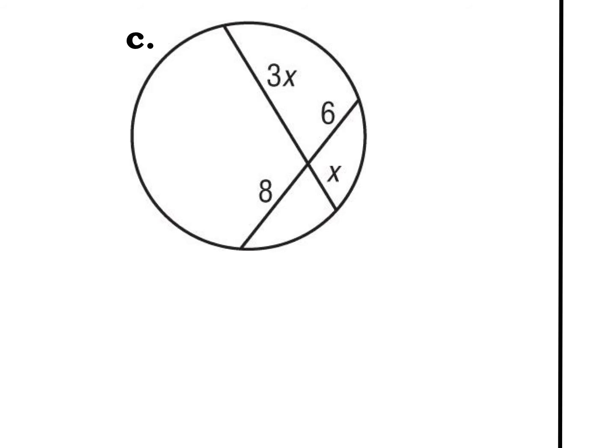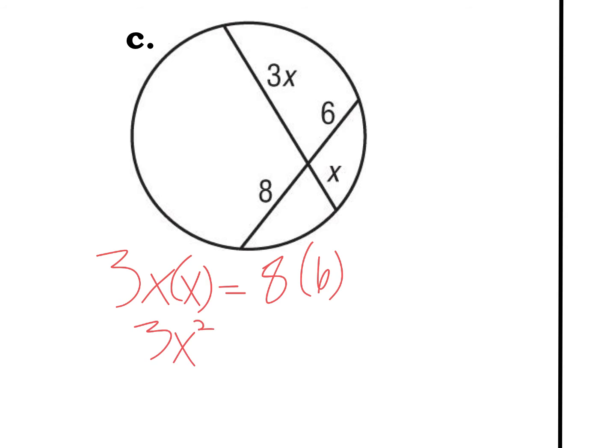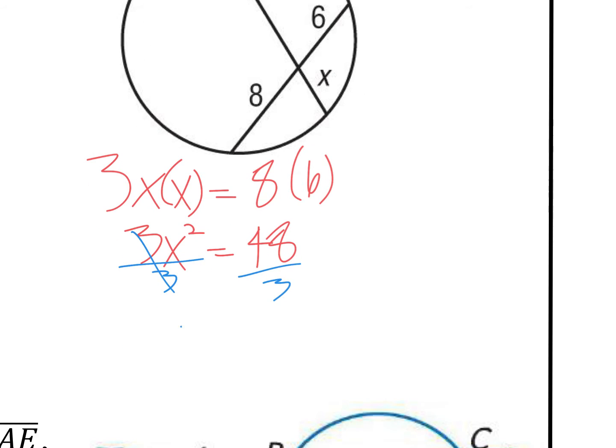This last one, you have 3x and x, so 3x times x equals 8 times 6. So 3x times x is actually 3x squared, and 8 times 6 is 48. And so what you'll want to do is divide both sides by 3. And 48 divided by 3 is 16. So you have x squared equals 16. And so how do you get rid of a square? You square root it. So the square root of 16 is going to be 4.